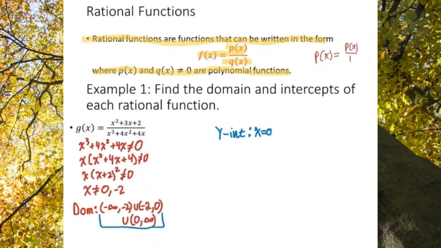Well, if we can't plug 0 into g of x, can there be a y-intercept? No. So our function g of x does not have a y-intercept. If you did try to plug x equals 0 into g of x, you'll see that there is no value, because your denominator would become 0. And remember, anytime we try to divide by 0, that will be undefined.